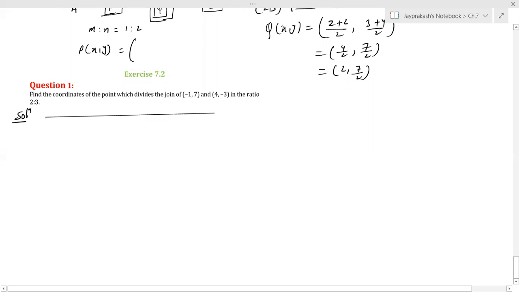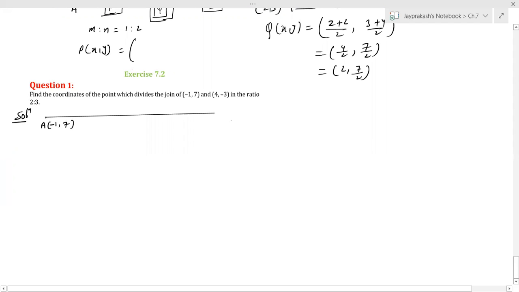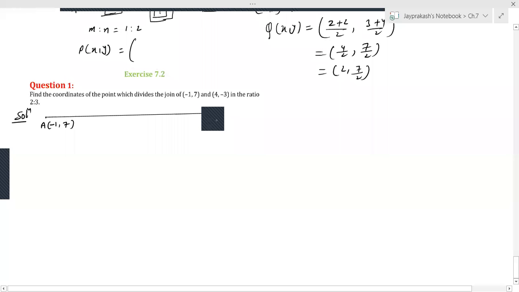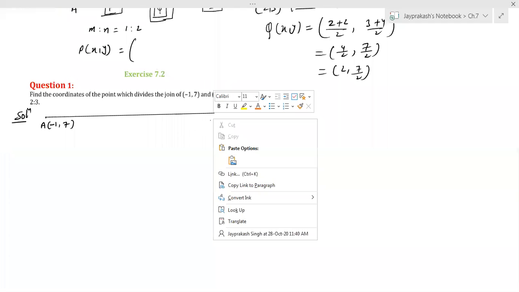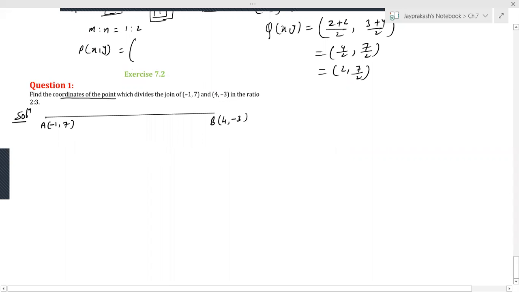So let's consider this one as A with the coordinate of -1, 7. And there is a second point B with the coordinate 4, -3. Now find the coordinate of the point.